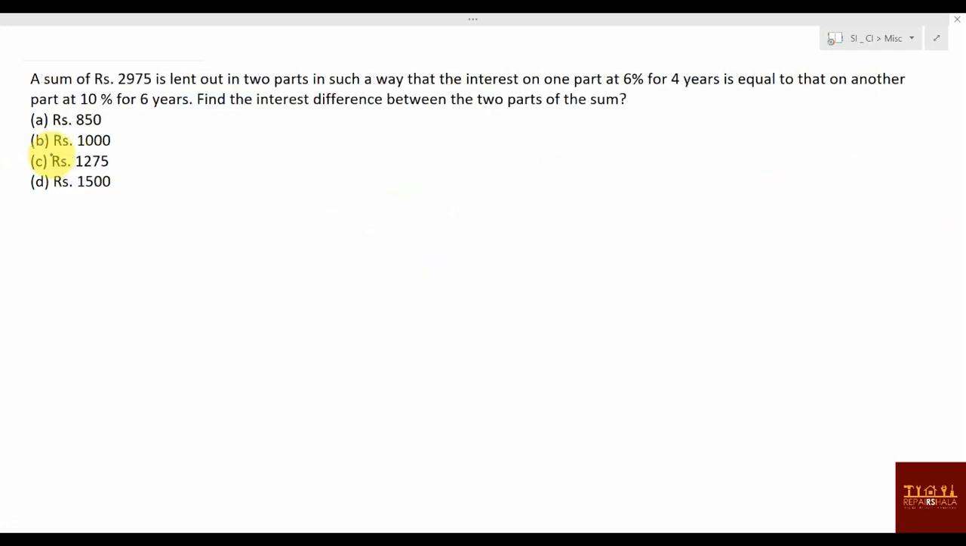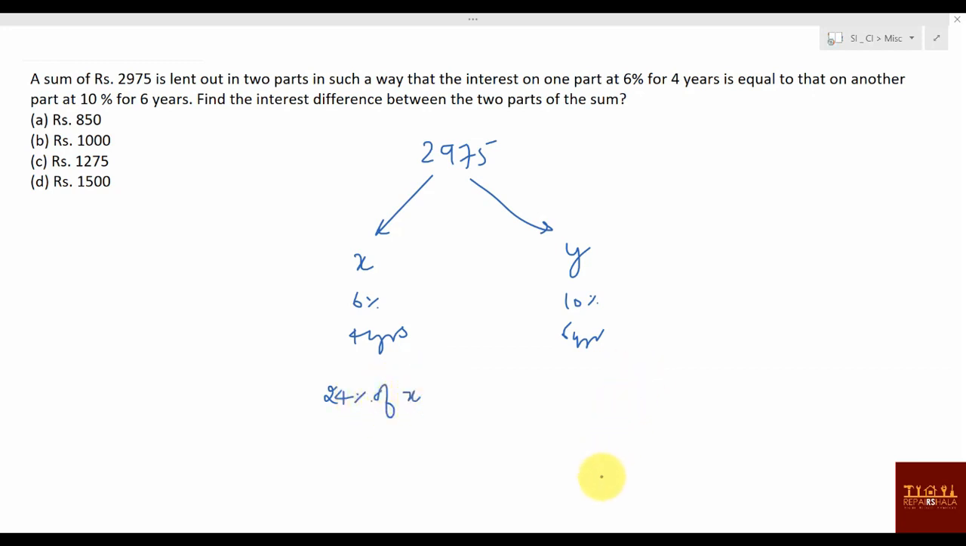Next. A sum of rupees 2975 is lent out in 2 parts in such a way that the interest on one part is equal to the other. So I would say 2975 is lent out in, suppose, one part is X and the second part is Y. This one is for 6%, 4 years, and this one is 10%, 6 years. What they are telling is their interest is equal. What will be the interest on this? You can say 24% of X. Yes or no? For 1 year 6%, 4 years 24%. Here what will be the interest? It will be 60% of Y, and they have given it is equal.